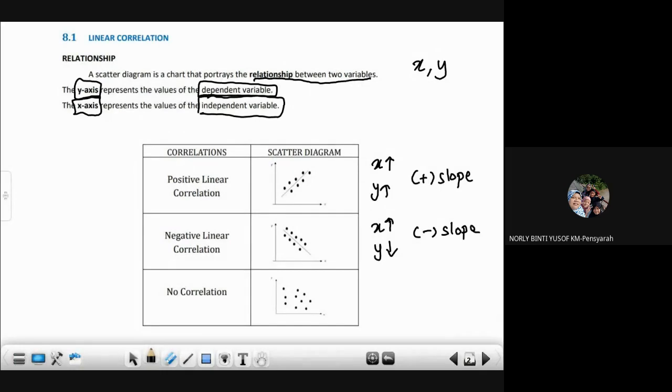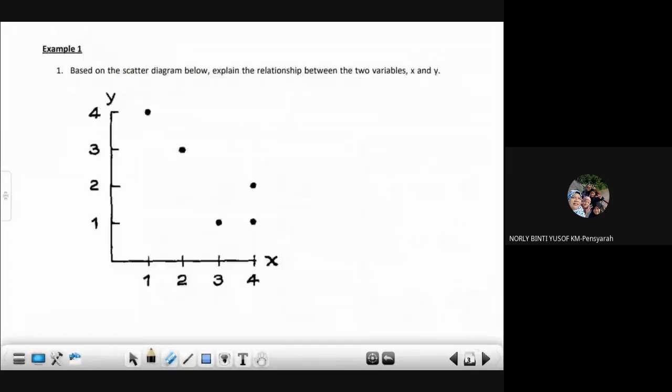Okay, and then no correlation. No correlation tu you tak nampak slope tu ke naik atas ke ataupun tak nampak pattern pun. So there is no correlation. So no noticeable pattern. Ataupun data is quietly scatter. Macam berserak tak sekata secara naik ataupun secara menurun. Okay, that 3 type of correlations you need to know. Then we goes to example.